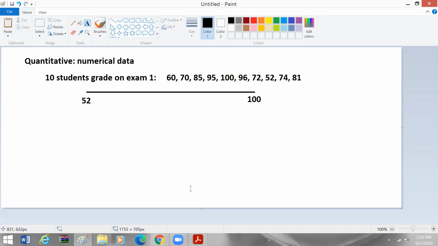So in this case, I give you 10 student grades on the exam. You cannot divide it into 10 different categories. That will be too much. So in fact, this is the range that we're going to divide up. This is what it looks like.